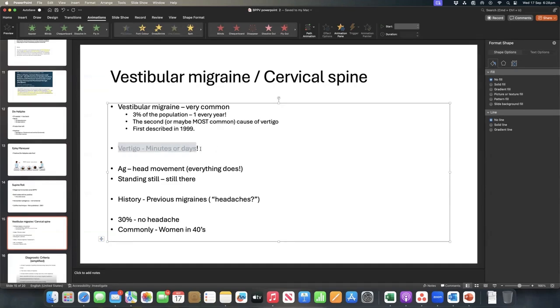The differentiator is that it lasts minutes or days. So if you remember that first slide, BPPV only lasts for a few seconds, related to head movement, intense, and stops. Definitely less than 2 minutes.